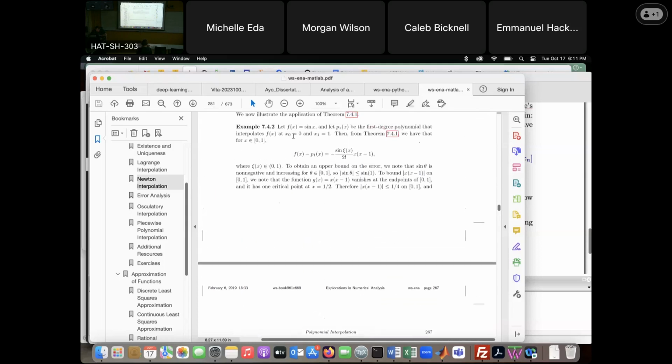Okay, so any questions about this example where the error formula is used to get an upper bound?